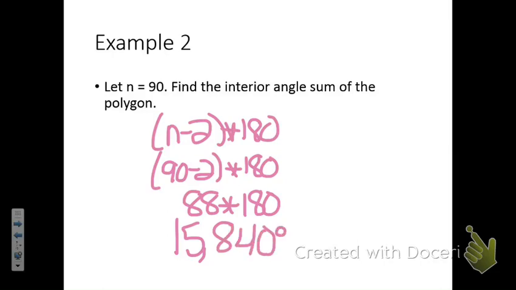15,840. So any 90-sided figure, and that would be huge, okay? Any 90-sided figure would have to measure all 90 of its angles together, would measure 15,840.